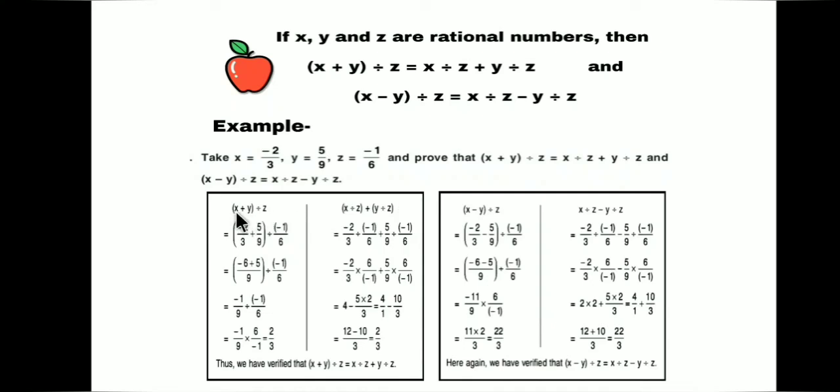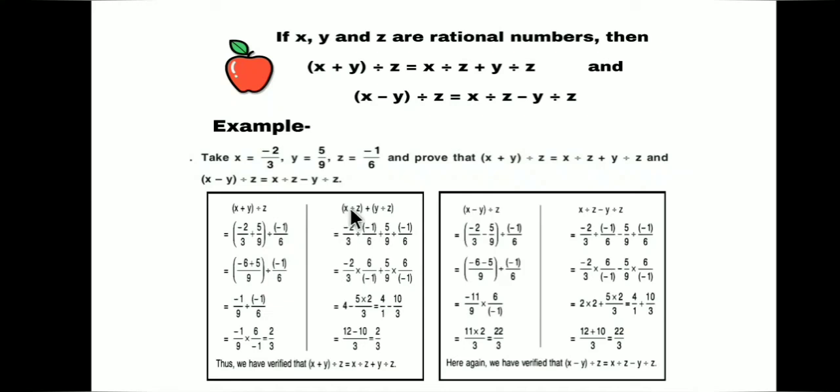LHS is equal to x plus y divided by z. We will group the first two rational numbers. We will find out its sum. So minus 2 upon 3 plus 5 upon 9. The sum is minus 1 upon 9. Now this sum we will divide by minus 1 upon 6, the third rational number. We will get the answer as 2 upon 3.